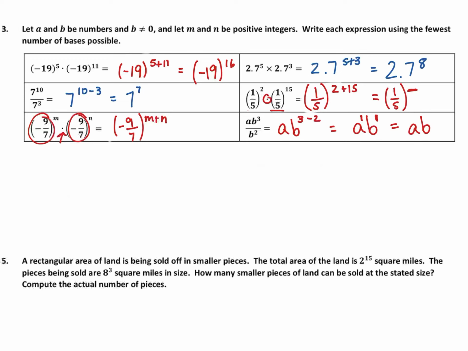A rectangular area of land is being sold off into smaller pieces. The total area of land is 2 to the 15th square miles. The pieces being sold are 8 to the 3rd square miles in size. How many smaller pieces of land can be sold at the stated size? Compute the actual number of pieces.